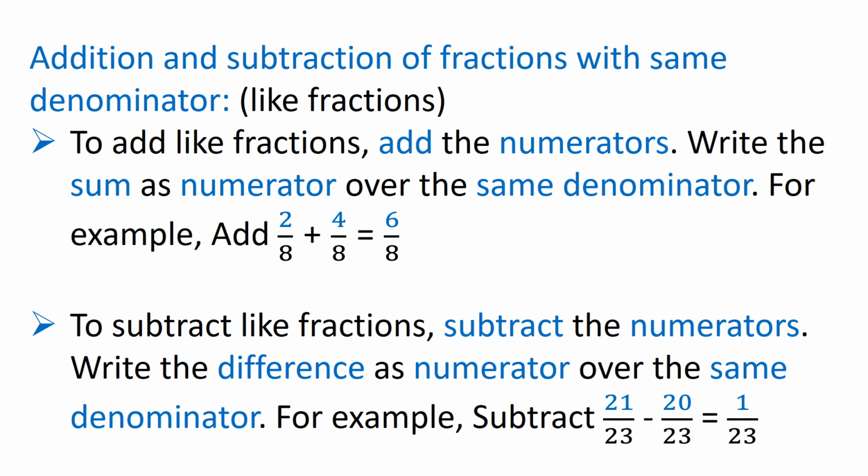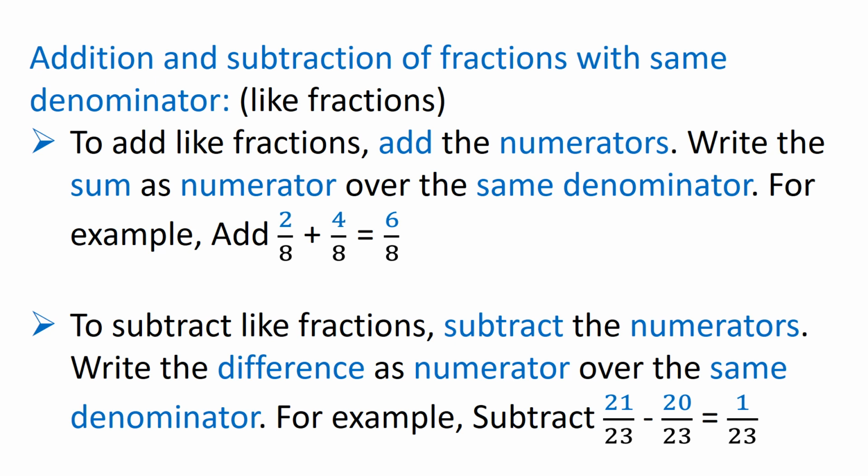Addition and subtraction of like fractions. To add like fractions, add the numerators. Write the sum as numerator over the same denominator. For example, add 2 upon 8 plus 4 upon 8, it will be 6 upon 8.